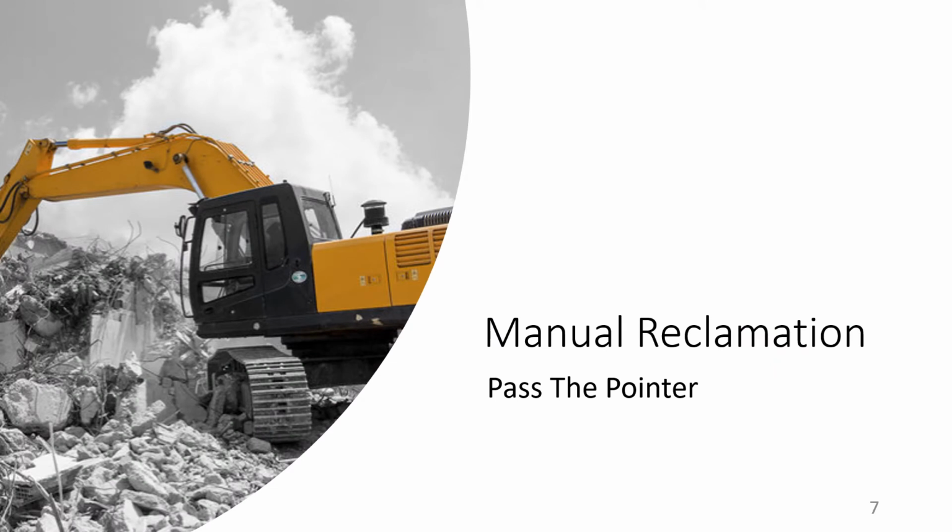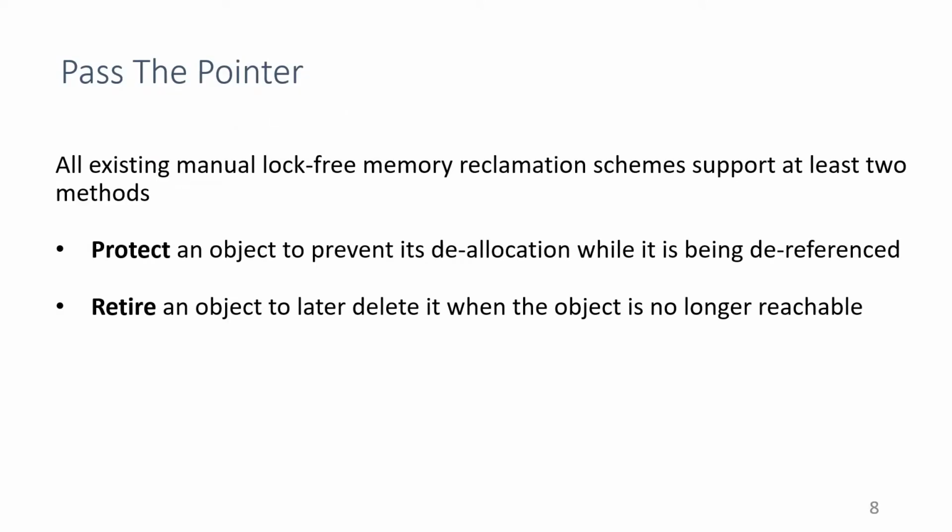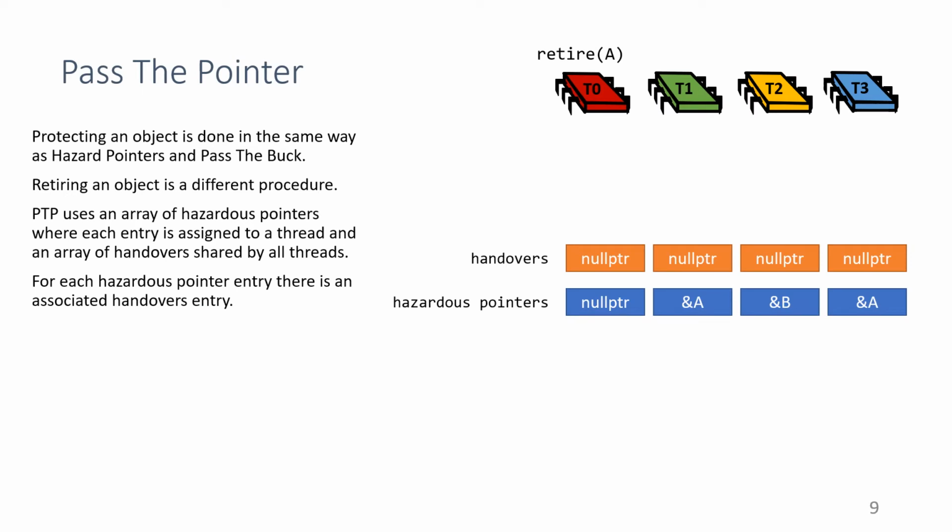I will start by presenting the memory reclamation scheme Pass the Pointer. Like other lock-free schemes, Pass the Pointer implements two methods. The method getProtected, that must be used by a thread to protect an object before dereferencing it, and the method retire, called when an object has no hard links that refer to it. After retire, the object is deleted when it becomes unreachable. The getProtected method is implemented in the same way as in the hazard pointers scheme. The difference is in the retire method.